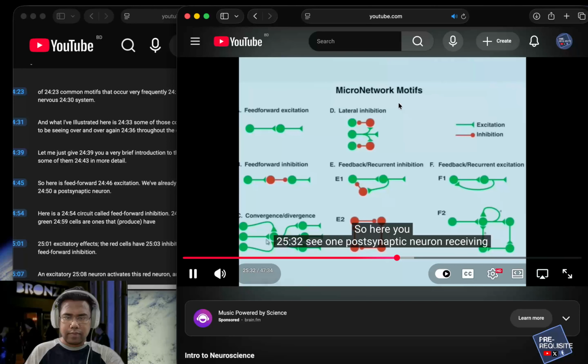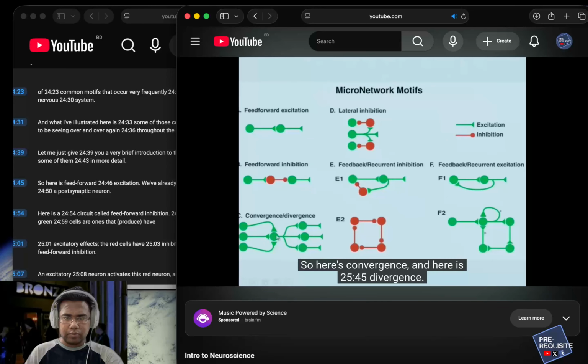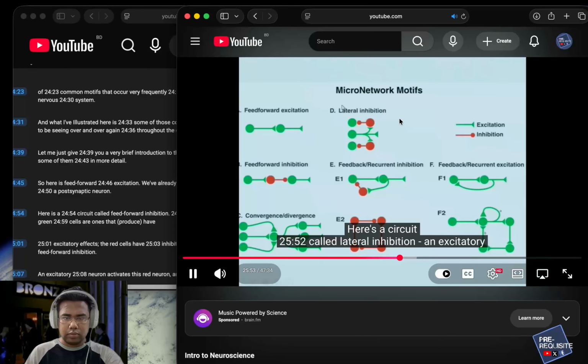So here you see one postsynaptic neuron receiving connections from 3 different neurons. So these 3 different neurons are converging on the same postsynaptic neuron. So here's convergence, and here is divergence. One individual presynaptic neuron connects to many different postsynaptic neurons. Here's a circuit called lateral inhibition.